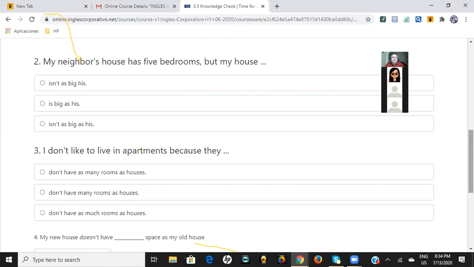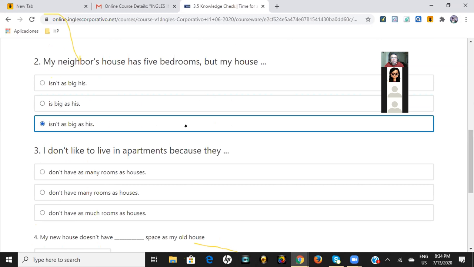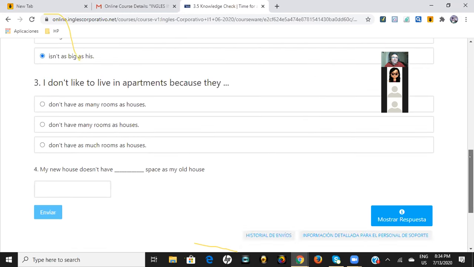My neighbor's house has 5 bedrooms, but my house, which one is correct? Which one is the best option? 1, 2, or 3? The last one. Number three. Yes, number three is correct. Isn't as big as his. So what is the message here? Whose house is bigger, the neighbor's or the person speaking? The neighbor. Yes, the neighbor's house is bigger than the one of the person speaking.